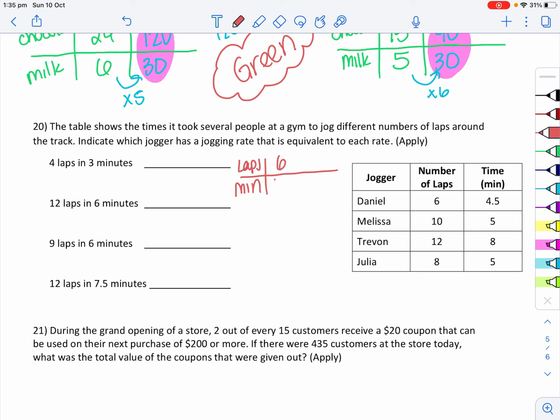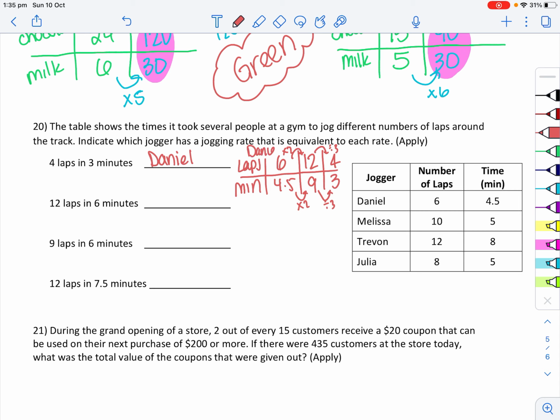So 6 laps in 4.5 minutes is the same as 12 laps in 9 minutes. So if I multiply by 2 to get rid of the decimal, then I can divide by 3 to see if any of these work. So I get 4 laps in 3 minutes. Oh, look, it's the first one. So Daniel is the first one. So I multiplied by 2 to get rid of the decimal, and then I divided by 3 to see if one of these worked.